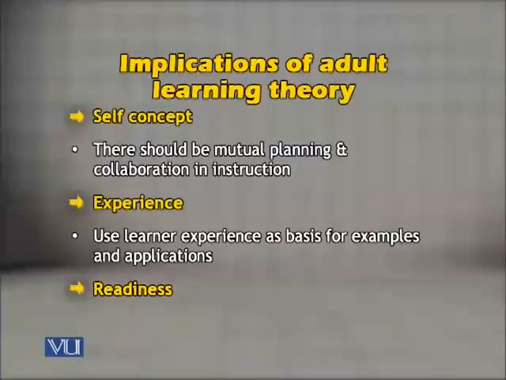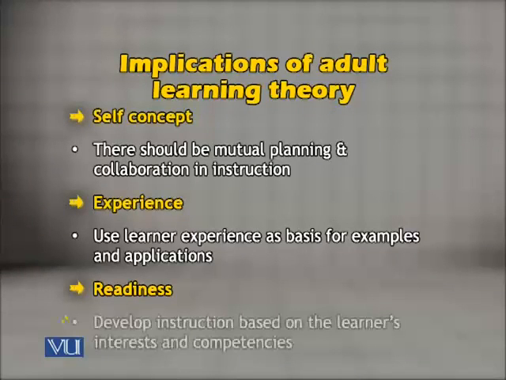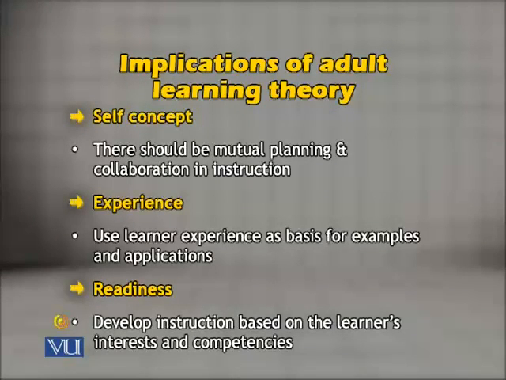The third design issue is readiness. So the implication of that is that develop instruction based on the learner's interests and competencies. So readiness, as we had discussed, is the motivation to learn, it is the ability to learn. So you should take that into account while designing your training program for adults, that you design a training program that is according to their interests and according to their abilities.